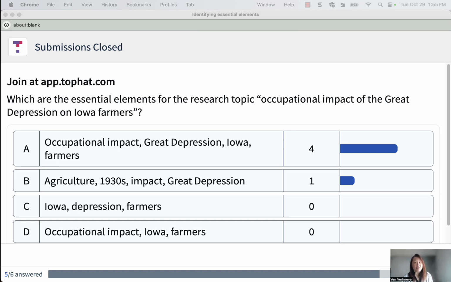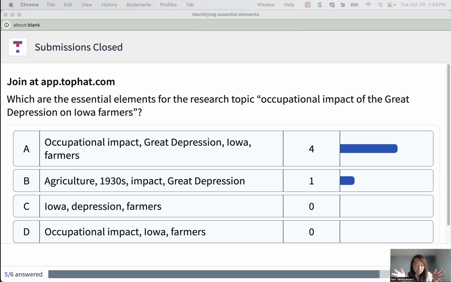You're looking specifically for the occupational impact, like the what, or the why that it matters. Great Depression is a specific topic, and Iowa farmers, that's who gets impacted. Do you see? So if you overlap the who, what, where, how, when to your topic, it helps you figure out what those essential elements are. But whatever element you put in is going to completely change your search results.